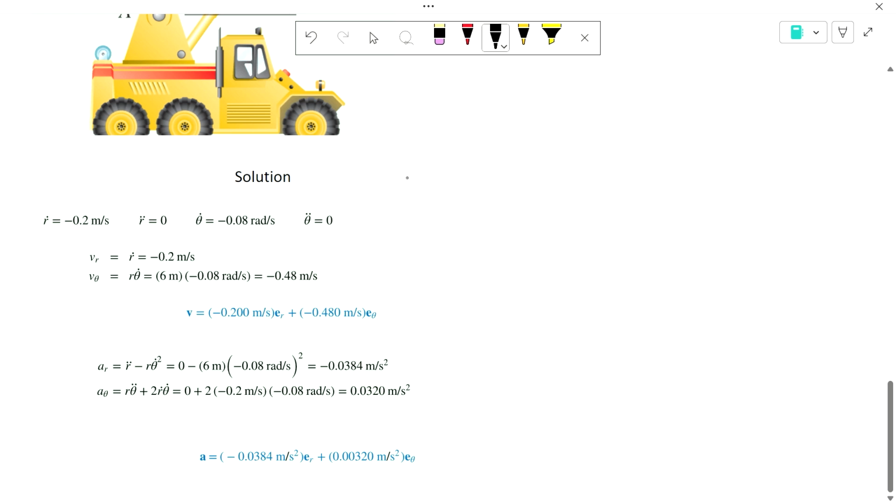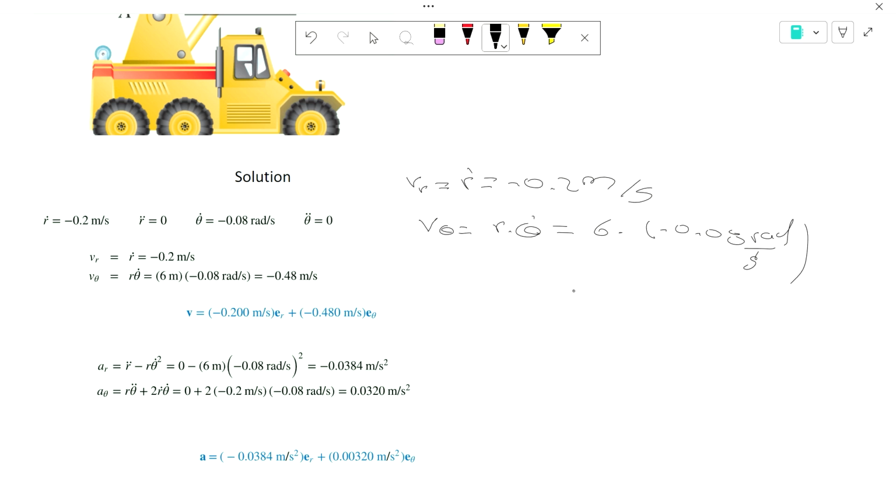So from the equations we know that the radial component of the velocity is r dot equals negative 0.2 meters per second, and the tangential component, the transverse component, is r times theta dot. Therefore this is 6 times negative 0.08 radians per second. It's given in the problem. So when you multiply that, you're going to get the transverse velocity is negative 0.48. This is meters per second.